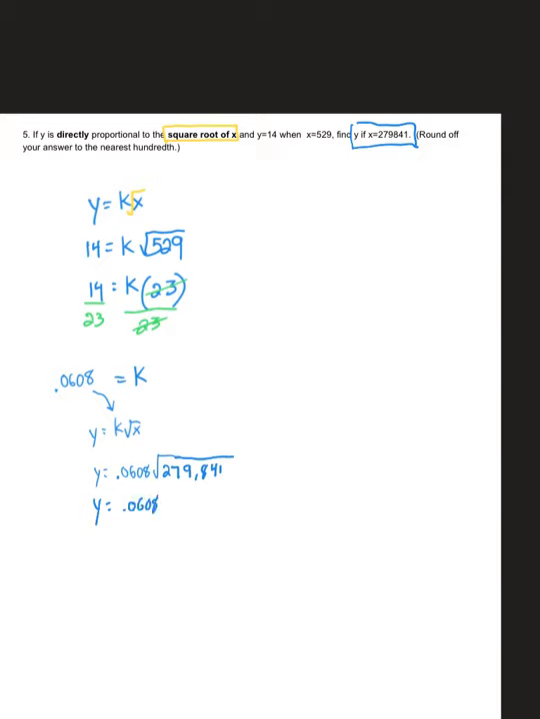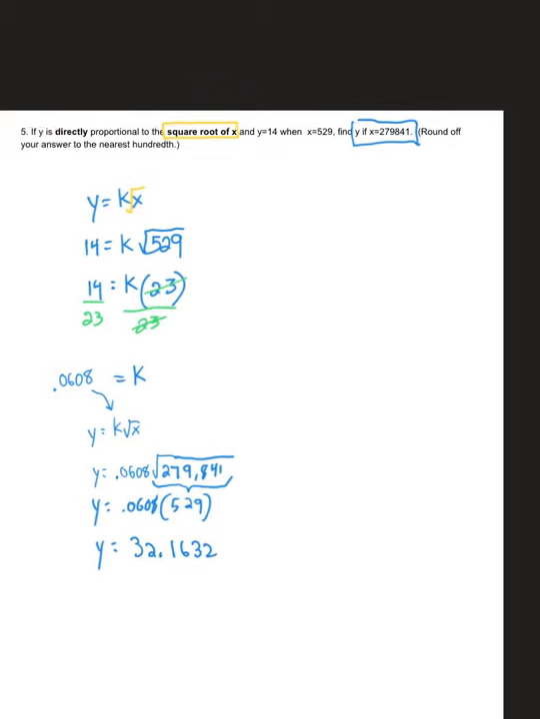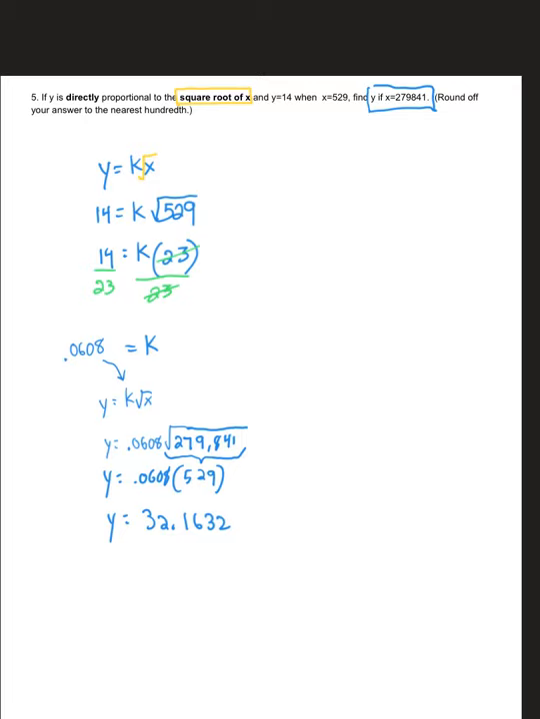Okay, so I'm going to find out what that square root is. It looks like it comes out conveniently to just 529, the number we dealt with earlier. So take that times 0.0608, and we get 32.1632. And we're going to keep rounding these to the nearest hundredth. 6 is in the hundredths position, and we've got 3 next to it, so we're not going to change the 6 at all. This is going to be y equals 32.16.